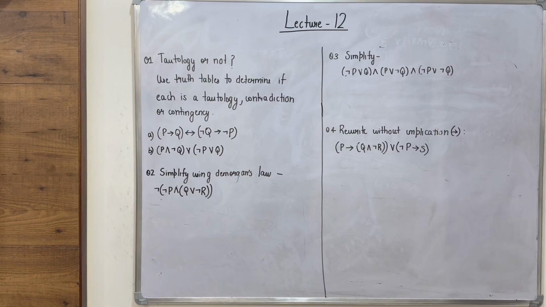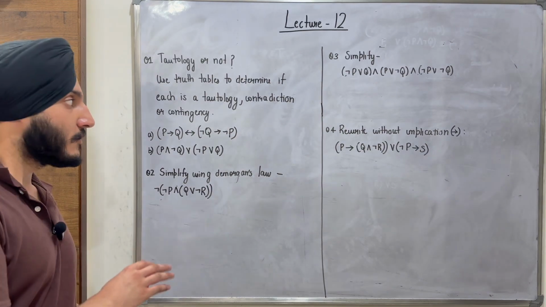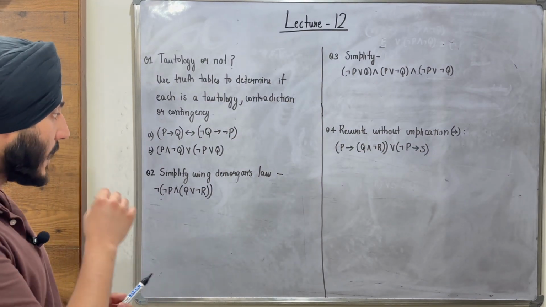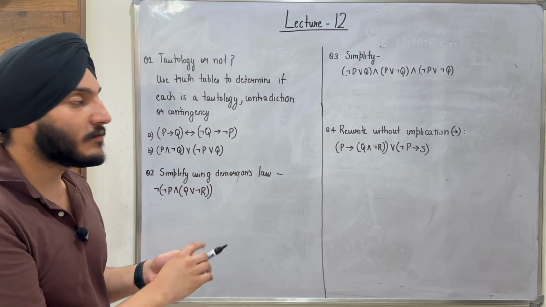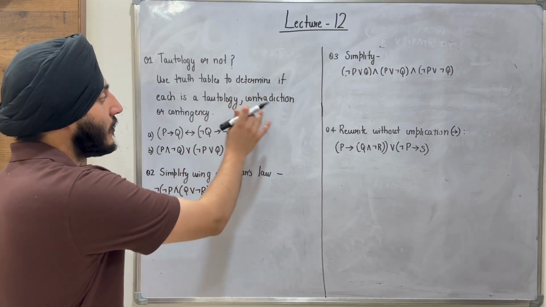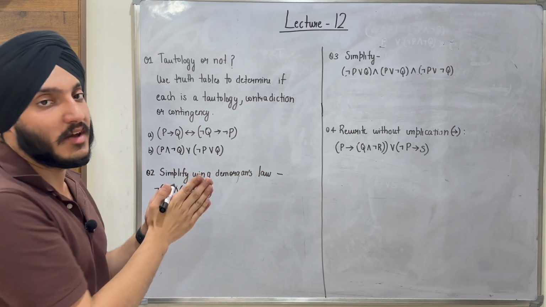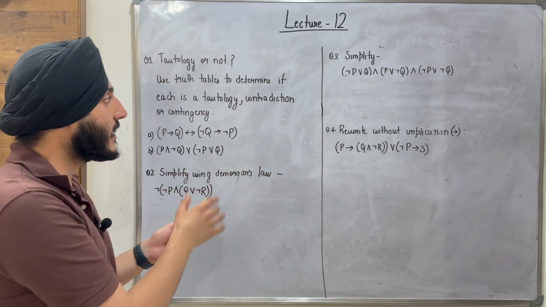Okay, so I hope you have solved all these questions. Now, I'm going to leave the first question. It's basically you just have to write the truth tables, and if you understand what is tautology, contradiction, and contingency, then it should be very easy to understand, right? I'll give you a basic hint.